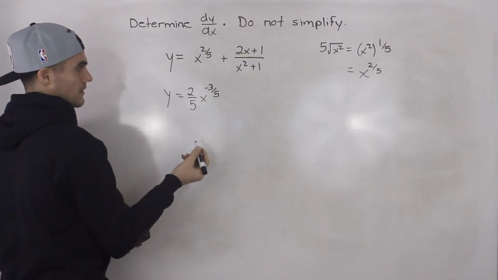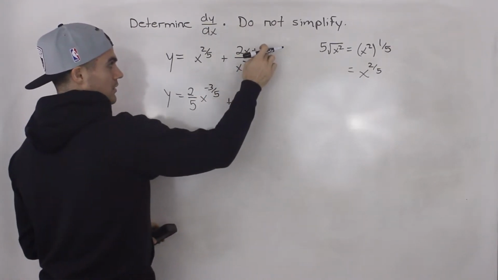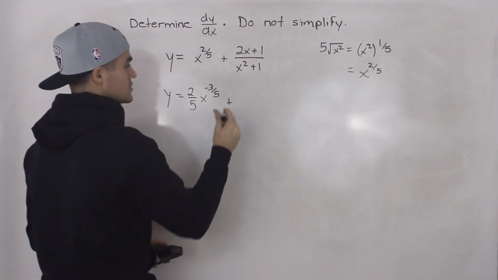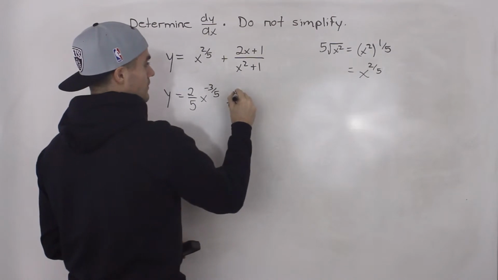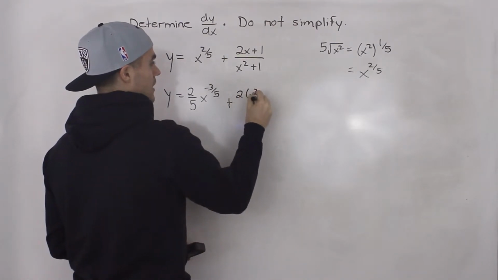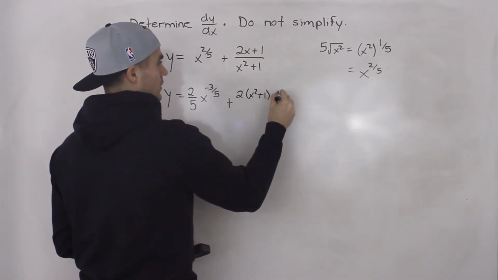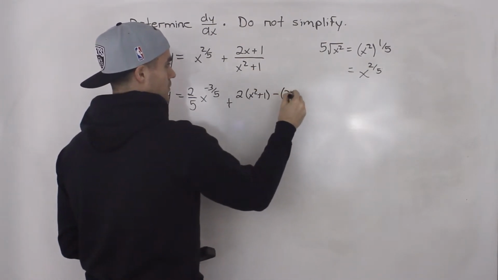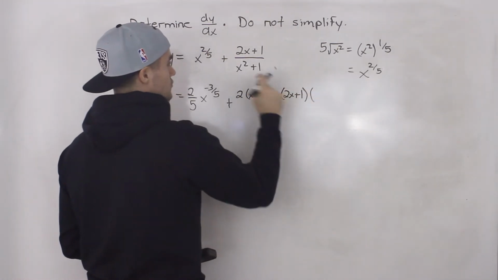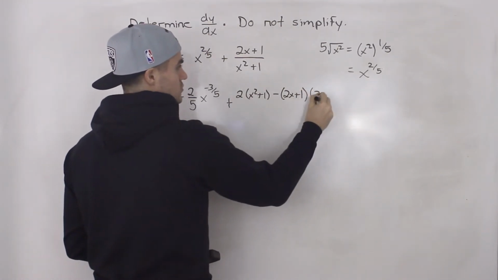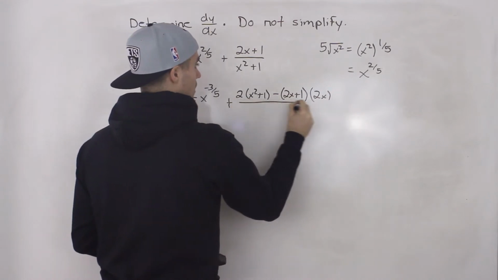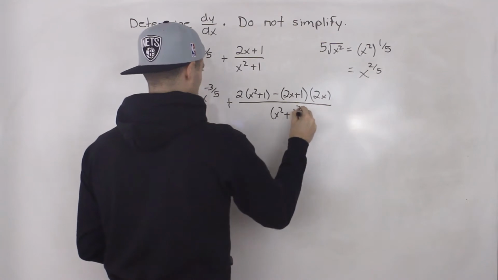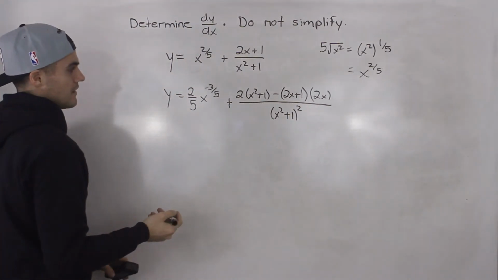5. And then this expression here, notice how it's a rational function, so we can apply the quotient rule. So we would take the derivative of the top, which is 2, multiply it by the bottom function. Then we're going to subtract the top function, 2x plus 1, multiplied by the derivative of the bottom function, which is just 2x. And that's going to be all over the bottom function squared. And that there is your final answer.